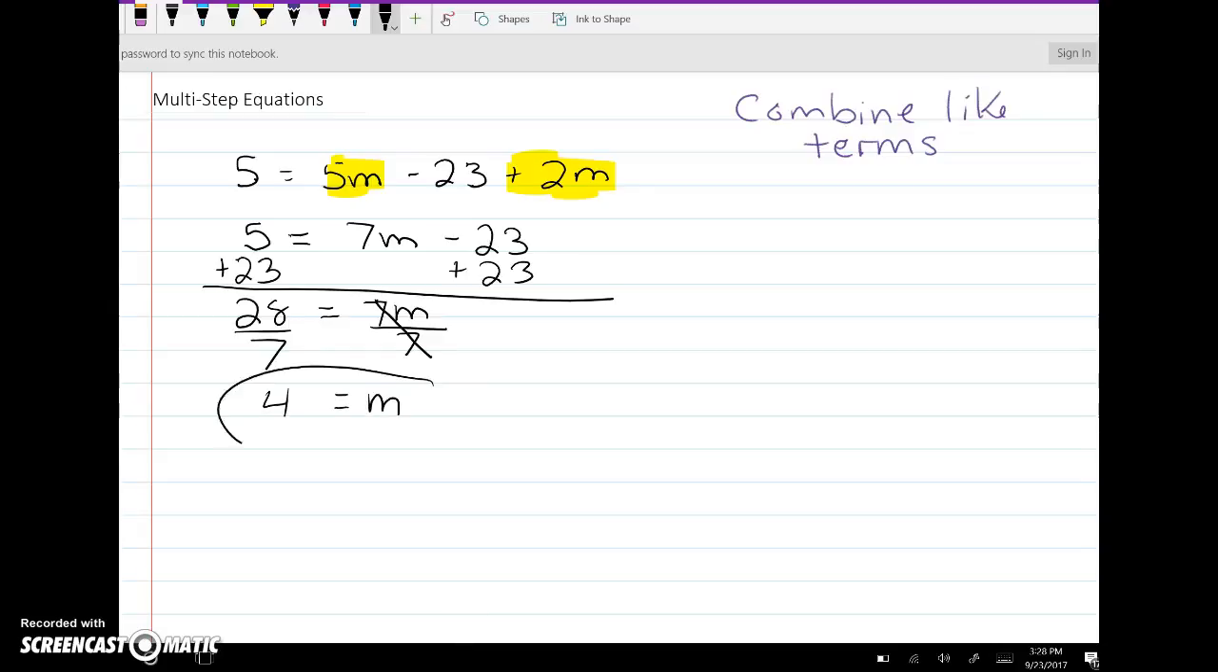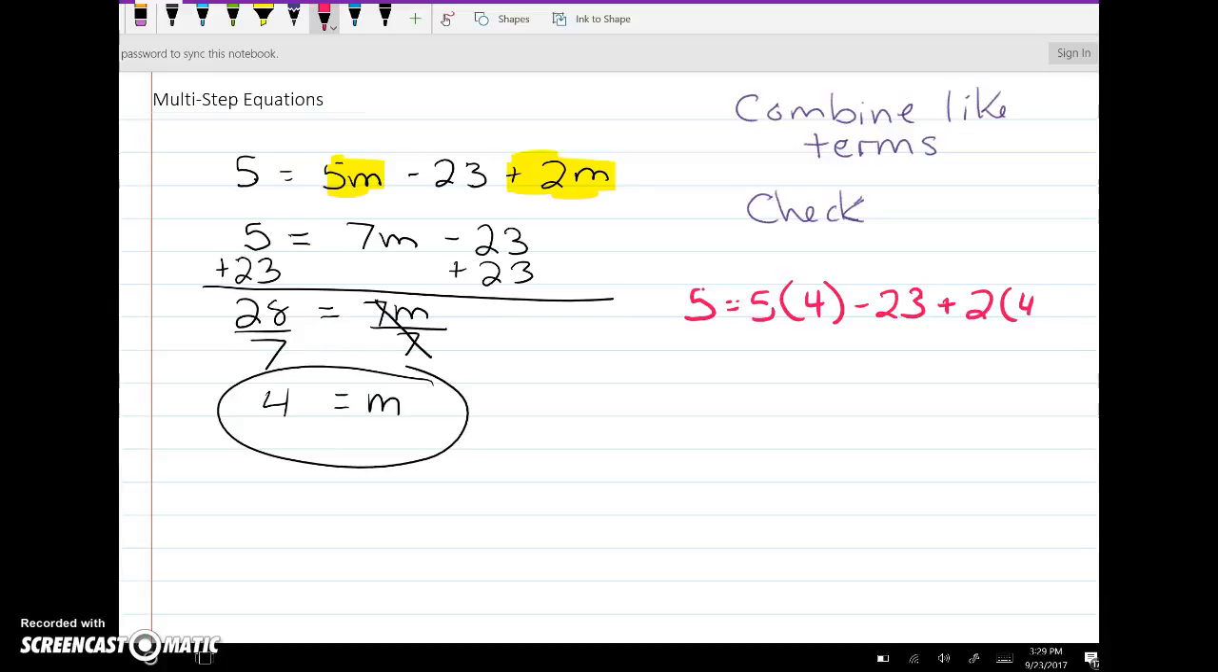Here is my answer. Now, I should always check my work, just to make sure that I didn't make any silly mistakes with negatives and positives. So, to check, let's do this in this pinkish color here. We have 5 equals 5 times 4 minus 23 plus 2 times 4.